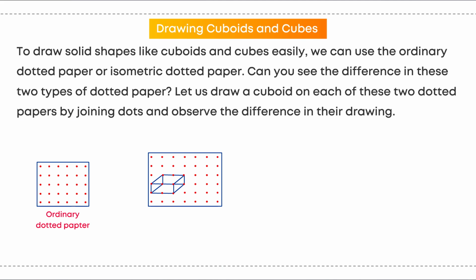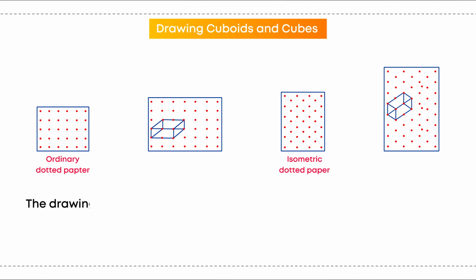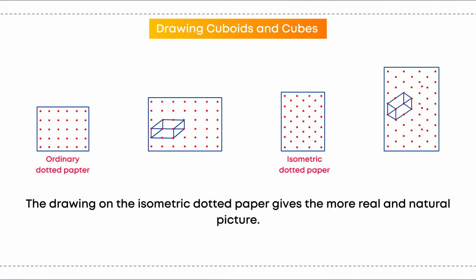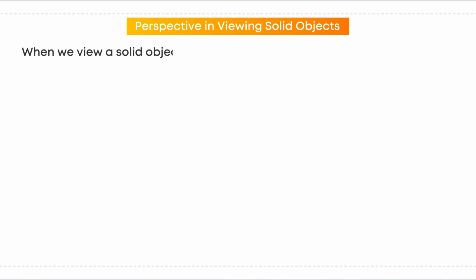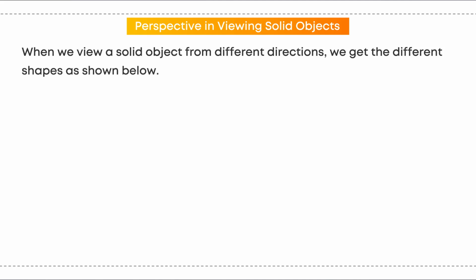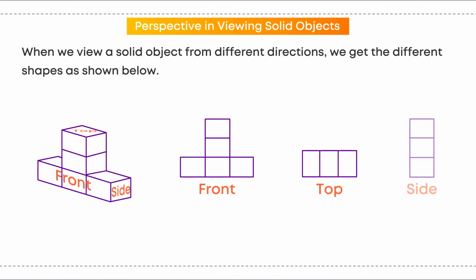Ordinary dotted paper. Isometric dotted paper. The drawing on the isometric dotted paper gives the more real and natural picture. Perspective in viewing solid objects. When we view a solid object from different directions, we get the different shapes as shown below. Front, top, side.